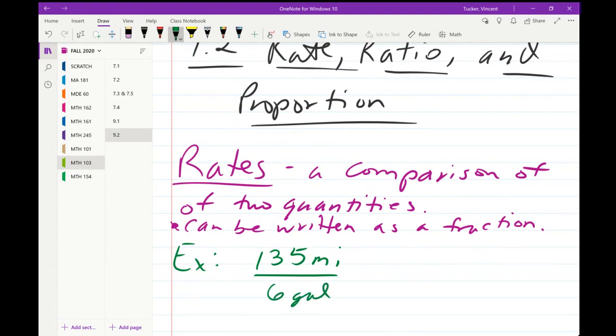All right, so 9.2 is rate, ratio, and proportion. So we're starting off with rates. A rate is a comparison of two quantities, and it can be written as a fraction. An example of that is 135 miles over 6 gallons, 135 miles per 6 gallons. Another word for that division is per. So we're talking about miles per gallon. It lets us know we're dealing with miles over gallons.